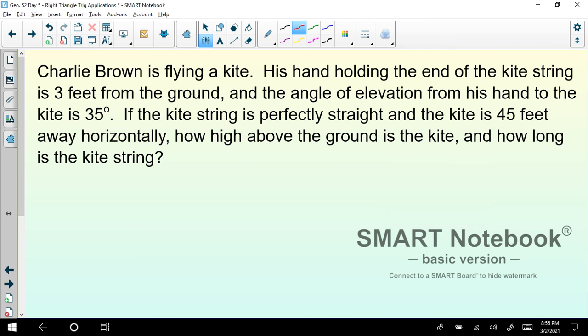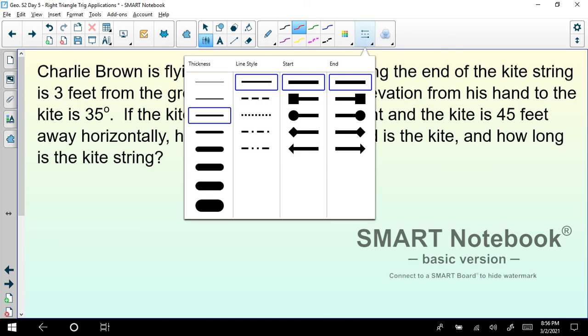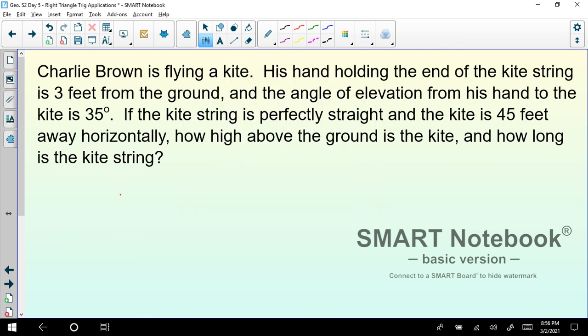Okay, let's see this particular problem. Charlie Brown is flying a kite. His hand holding the end of the kite string is 3 feet from the ground, and the angle of elevation from his hand to the kite is 35 degrees. So suppose Charlie is here, Charlie's hand is over here, and this is 3 feet above the ground, and the angle of elevation from this to the kite is 35 degrees. So the kite is somewhere over here.